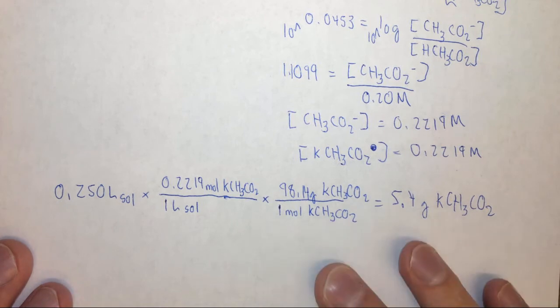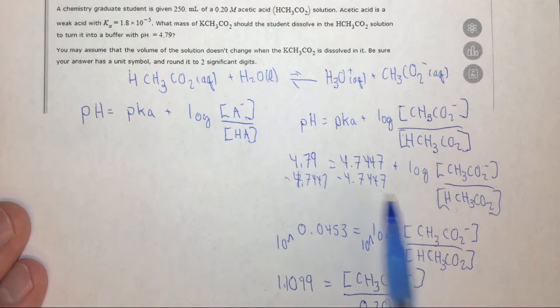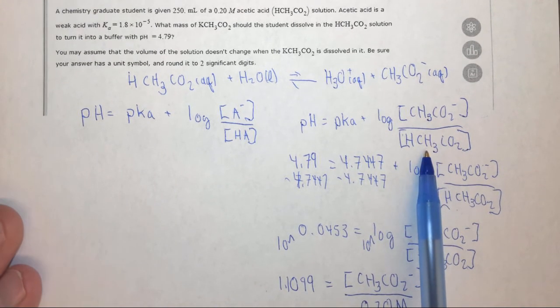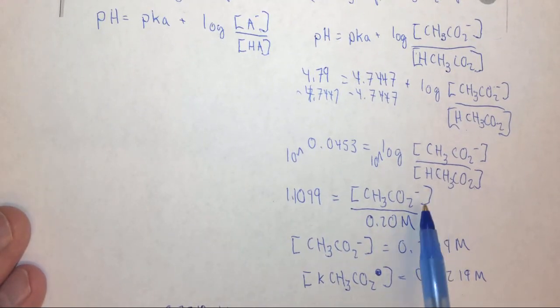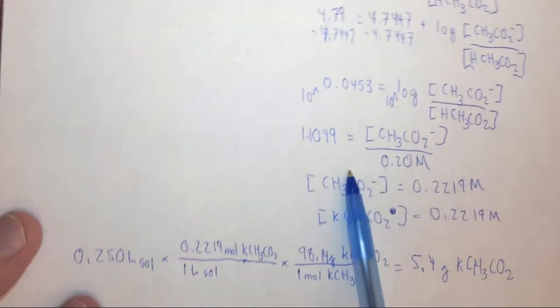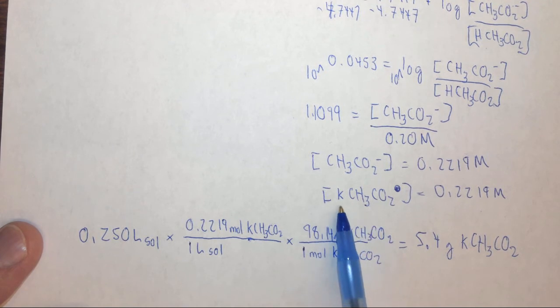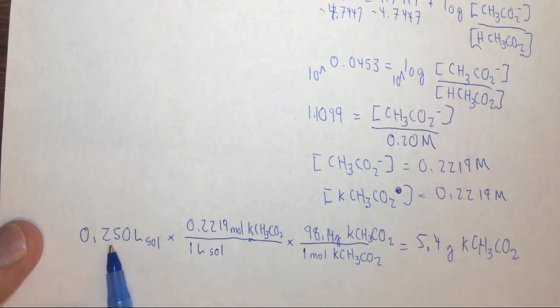So to quickly review, we use the Henderson-Hasselbalch equation to find the log of the base over the acid. We then got rid of the log, plugged in the concentration of the acid, found the concentration of the conjugate base, and then in turn the concentration of the potassium salt of the conjugate base. Use that concentration and solution stoichiometry to go from a volume of solution given in the problem, the molarity to go to moles, and then the molar mass to go to grams.